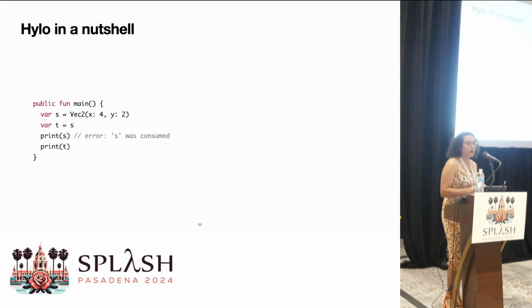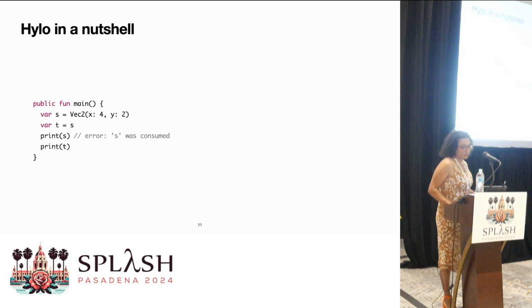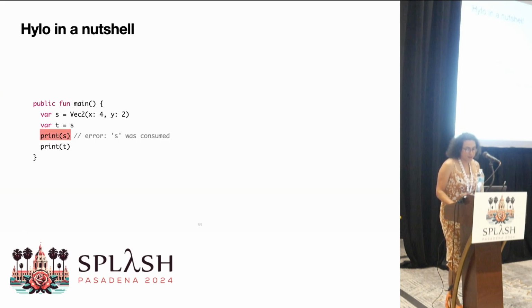Well, perhaps the most important feature of the language is that it has a linear type system, meaning that values must be used exactly once. It's in contrast with an affine type system, like Rust, for instance, where values must be used at most once, but you can just forget values. So here, linearity makes this program illegal because we are using S twice. So the compiler will complain here that we cannot use S again.